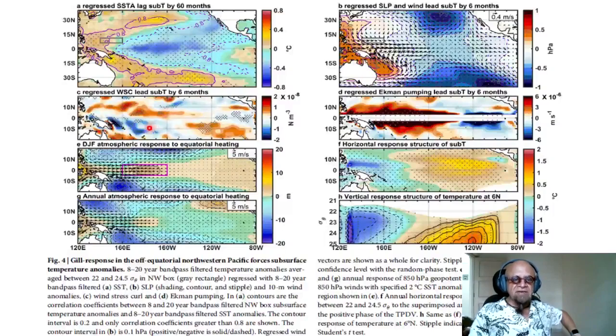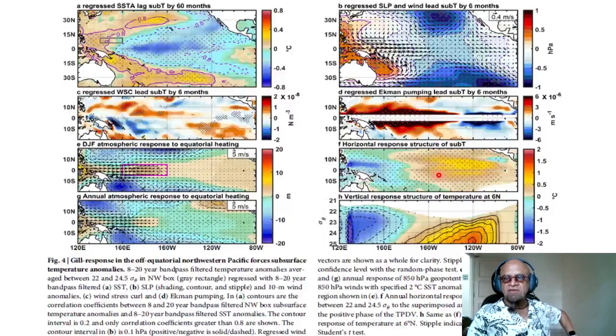And regressed WSC, I forgot again what WSC is, surface wind stress curl, wind stress curl lead T by 6 months. So you can see the wind stress curl that's going to lift the isopycnals. Regressed Ekman pumping lead by 6 months. Obviously Ekman pumping is not defined on the equator because there is an f in the denominator. DJF, atmospheric response to equatorial heating. So that's the Gill response you are talking about.